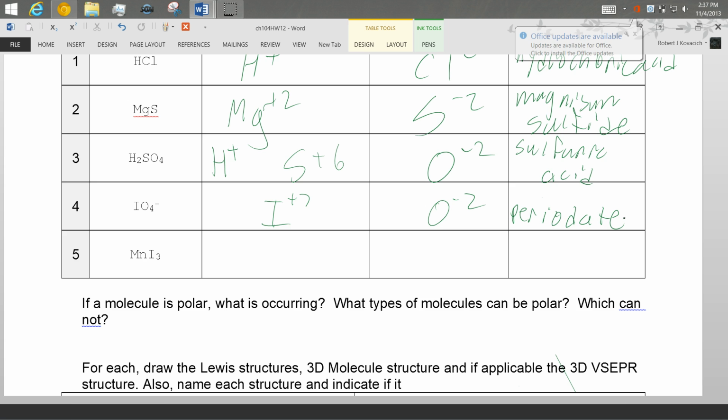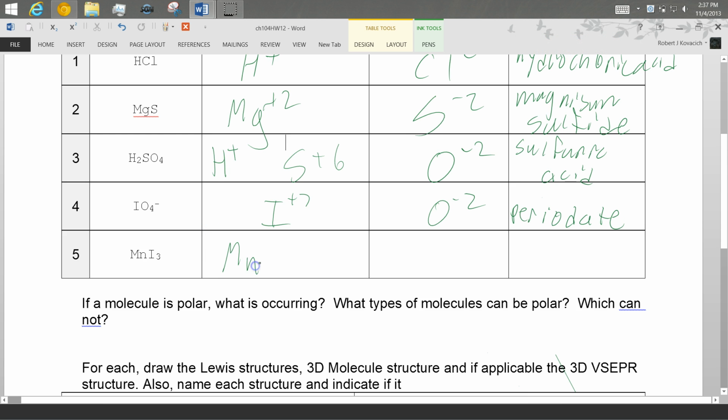Okay, and so manganese is a metal, so that means it's got to be the cation one. And so iodine's over here. So the iodine's charge is a -1 because it's a halogen. So that makes the manganese's charge what? +3. And so the name for this?